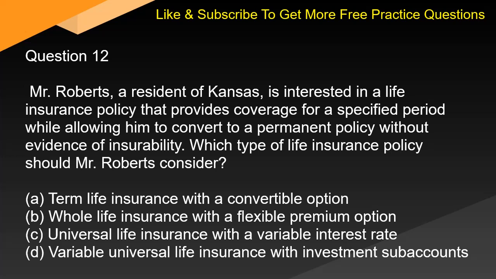Mr. Roberts, a resident of Kansas, is interested in a life insurance policy that provides coverage for a specified period while allowing him to convert to a permanent policy without evidence of insurability. Which type of life insurance policy should Mr. Roberts consider? A. Term life insurance with a convertible option. B. Whole life insurance with a flexible premium option. C. Universal life insurance with a variable interest rate. D. Variable universal life insurance with investment subaccounts.